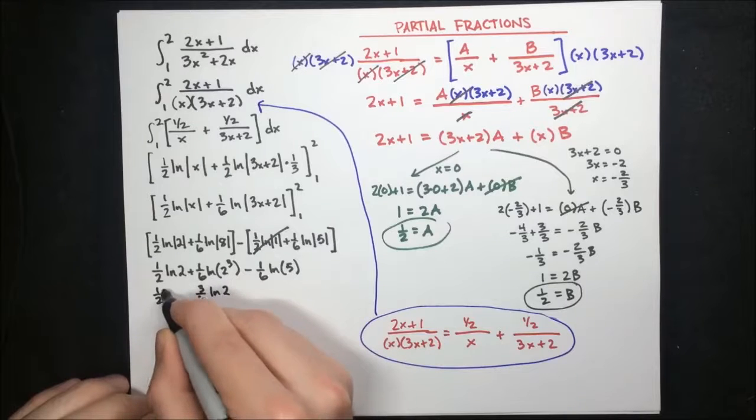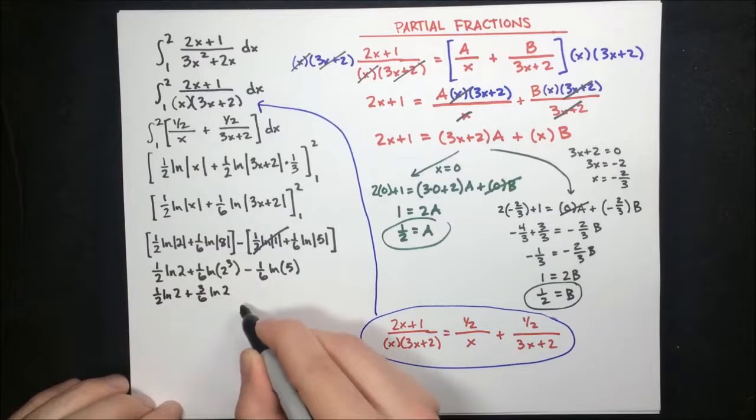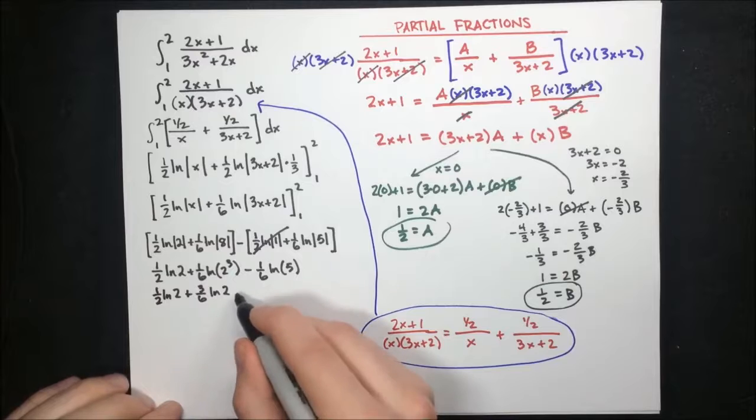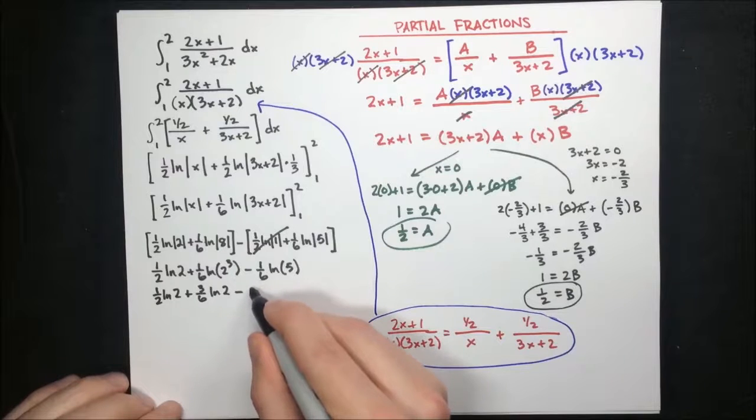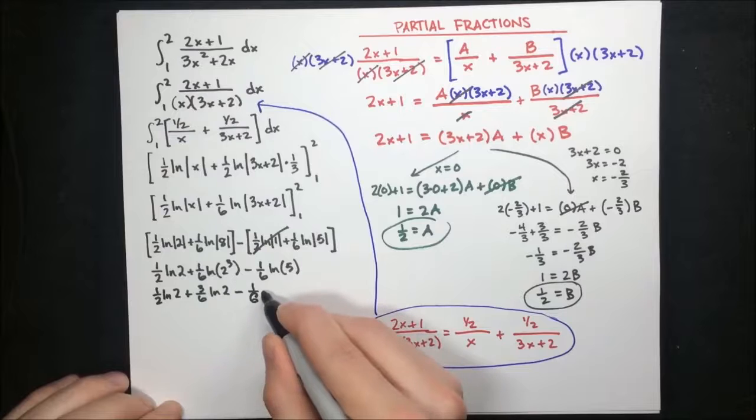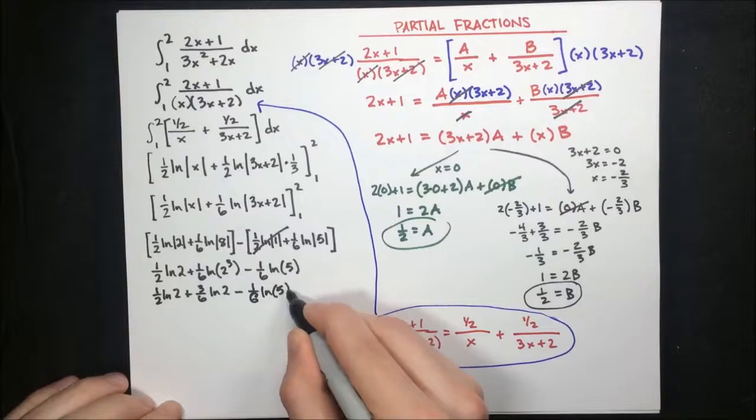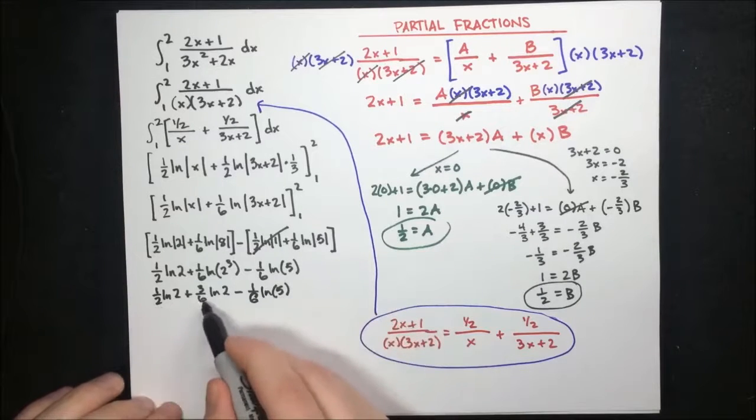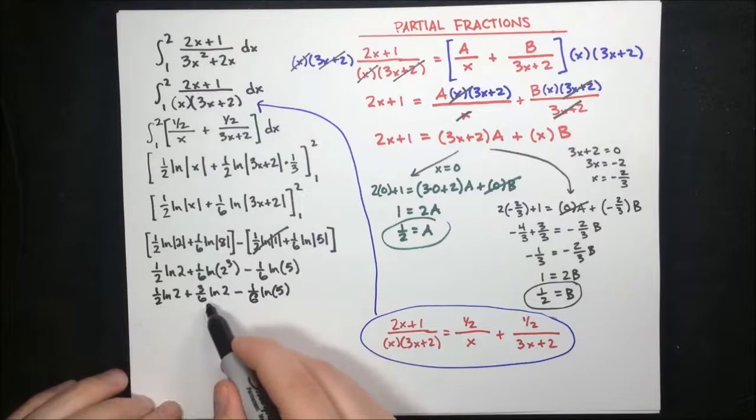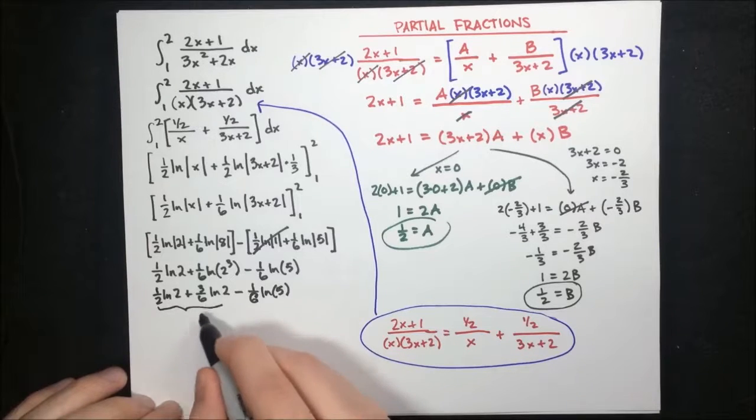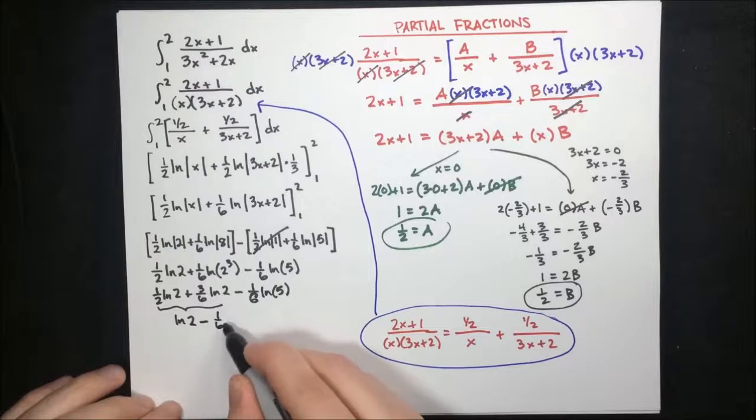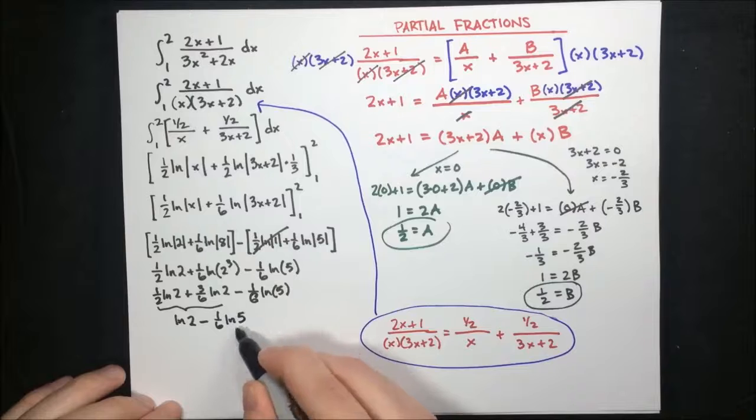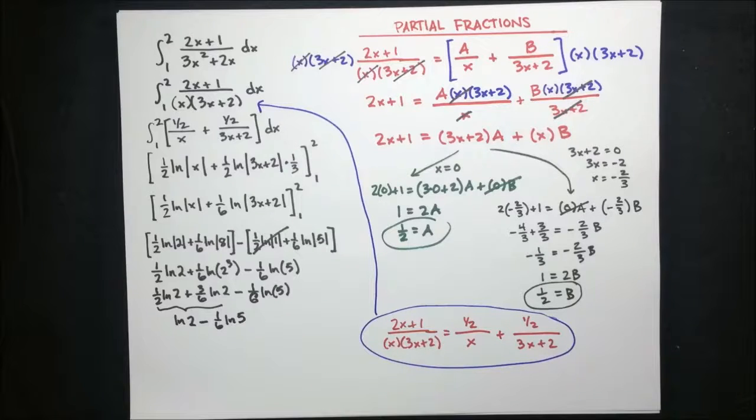So we get our 1/2 natural log of 2 plus that 3/6 natural log of 2. Of course, that simplifies to 1/2. We'll do that in a moment. And then minus 1/6 natural log of 5. And so 1/2 plus 3/6, which is 1/2, a half plus a half is just 1, so this combines into natural log of 2, and then minus 1/6 natural log of 5. And that's about as simple as we can get it. So we'll just leave it like that. Natural log of 2 minus 1/6 natural log of 5.